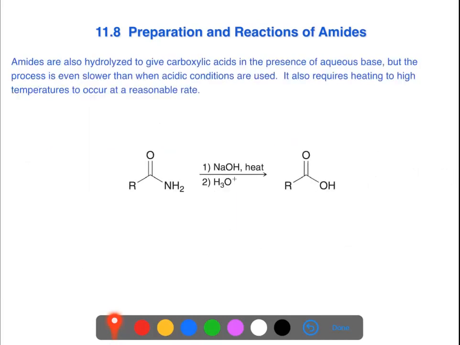Now, similar to esters, amides can also be hydrolyzed to give carboxylic acids in the presence of an aqueous base. Although because this process is slow, we need heat to increase the rate of this reaction. This is the saponification reaction, but now starting with an amide. Let's take a closer look at this reaction.